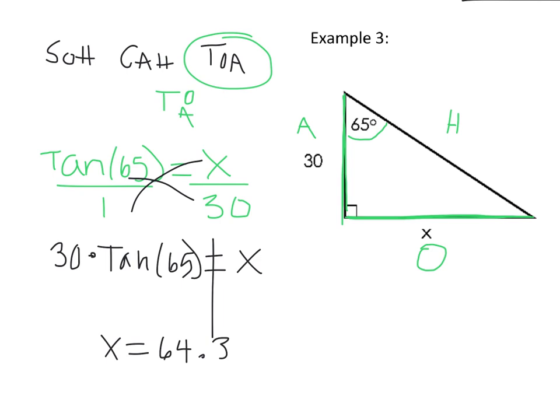Now this one looked a little bit different. That's just because the x ended up in the top. That can happen with sine, cosine, or tangent. It just depends on the order or which side is missing. That's all. Alright, we'll do a few more where the triangles don't just have the right angle in the bottom left.